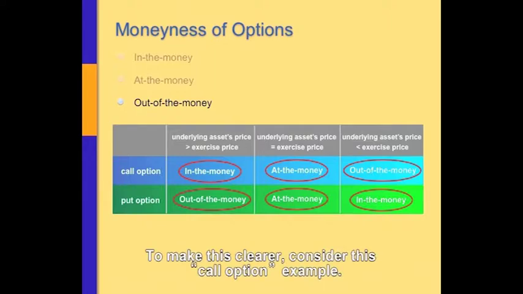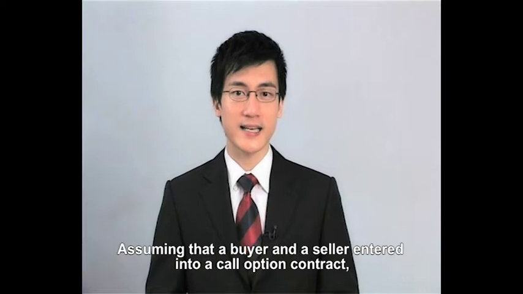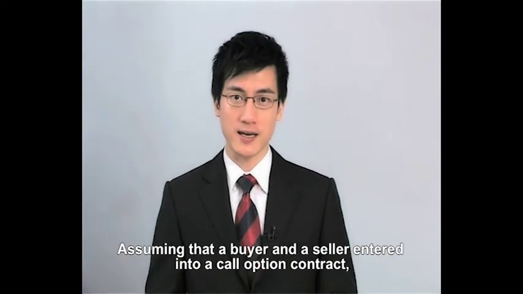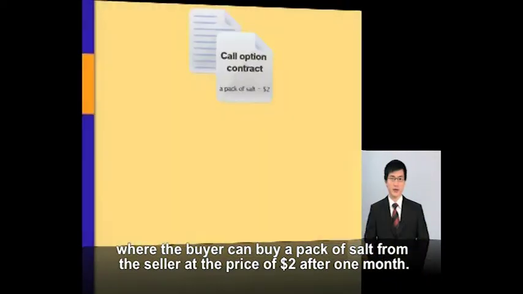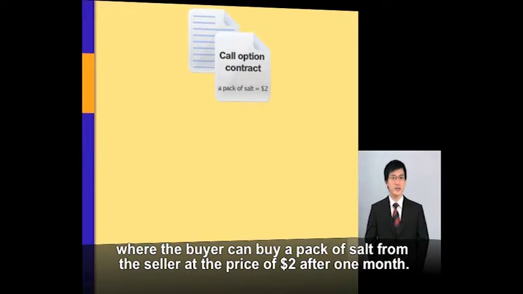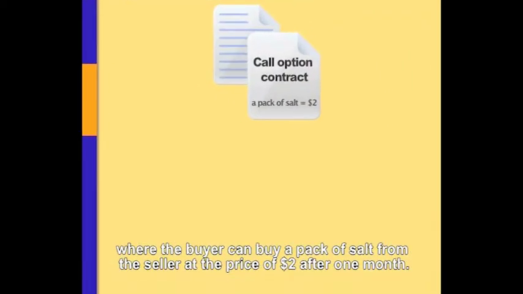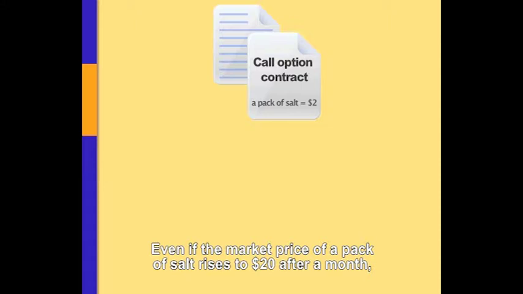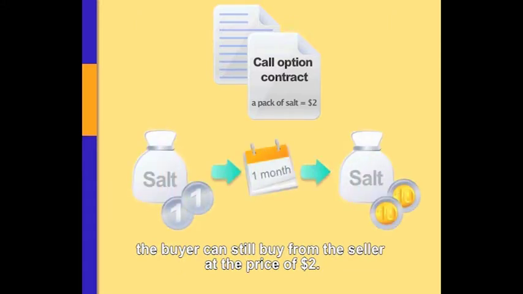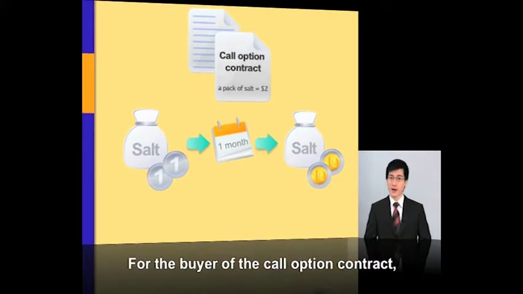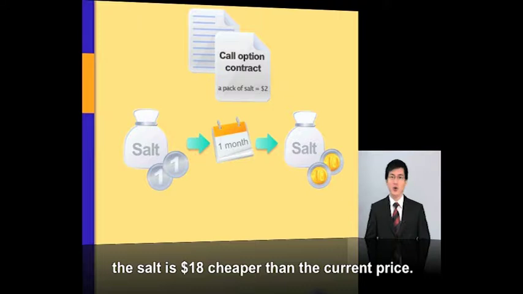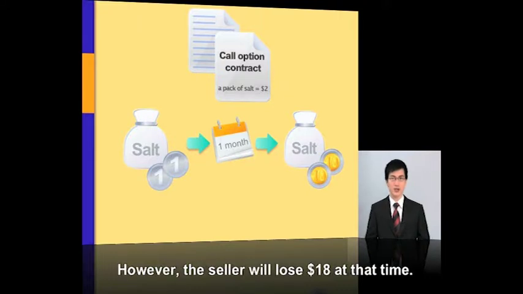To make this clearer, consider this call option example. Assuming that a buyer and a seller entered into a call option contract where the buyer can buy a pack of salt from the seller at the price of $2 after 1 month. Even if the market price for the pack of salt rises to $20 after a month, the buyer can still buy from the seller at the price of $2. For the buyer of the call option contract, the salt is $18 cheaper than the current price. However, the seller will lose $18 at that time.